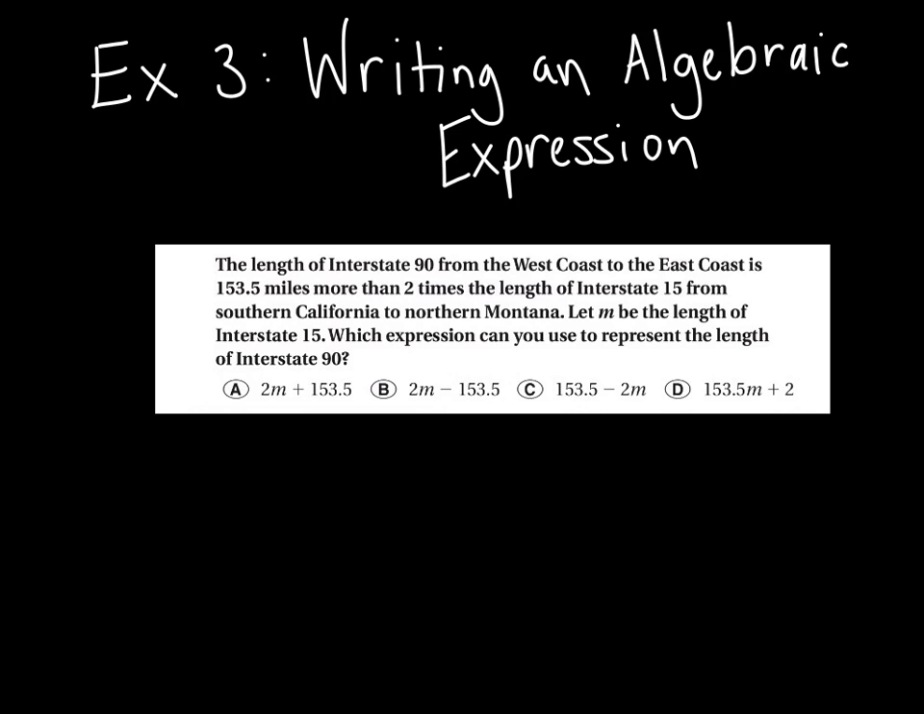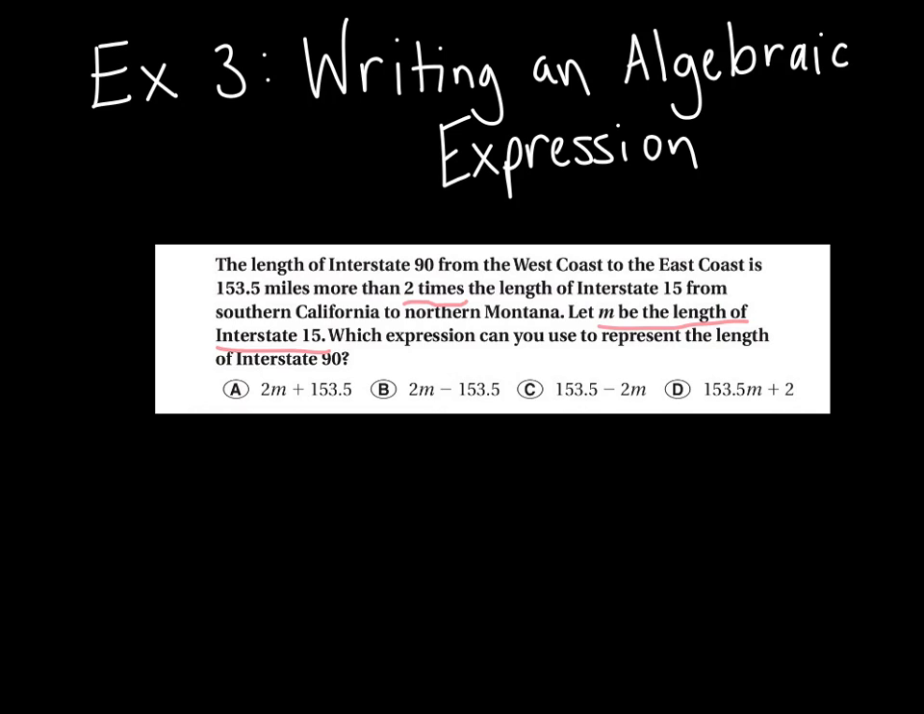For example 3, we're still going to be writing an algebraic expression, but this time we're doing it from a whole word problem. So it says the length of Interstate 90 from West Coast to the East Coast is 153.5 miles more than 2 times the length of Interstate 15 from Southern California to Northern Montana. And then it says let M be the length of Interstate 15.